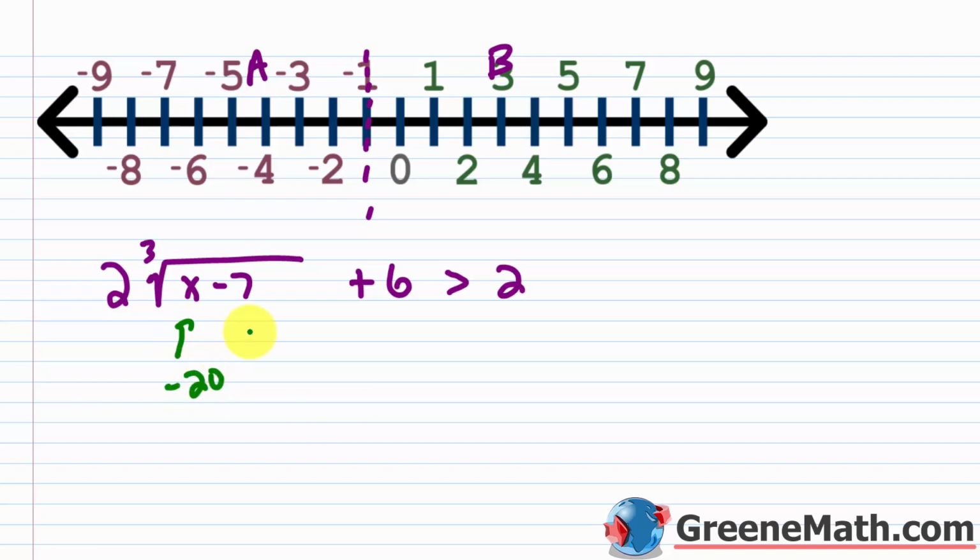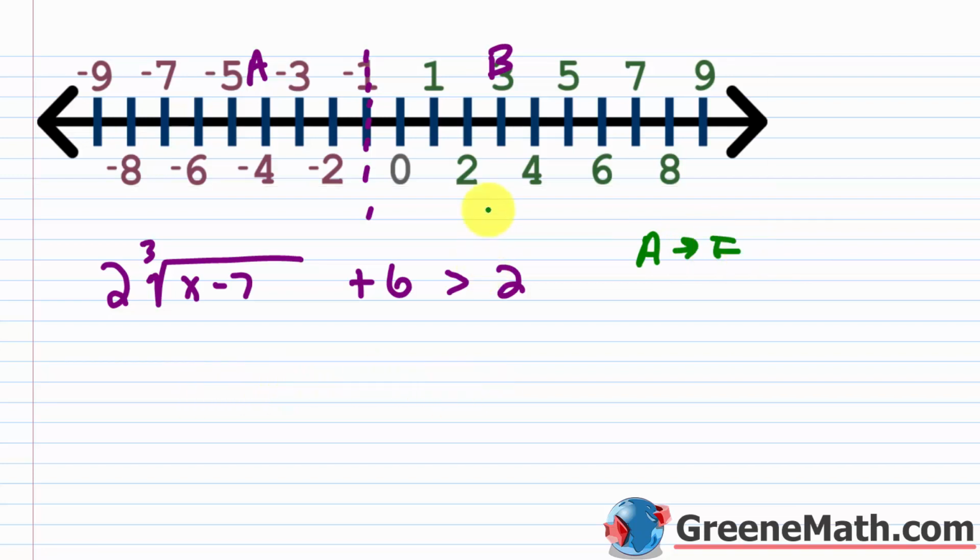Negative 20 minus 7 is negative 27. The cube root of negative 27 is going to be negative 3. So 2 times negative 3 is negative 6. You'd have negative 6 plus 6 is greater than 2, which is false. So I know values in interval A don't work. This is going to be false. Then what about values in interval B?